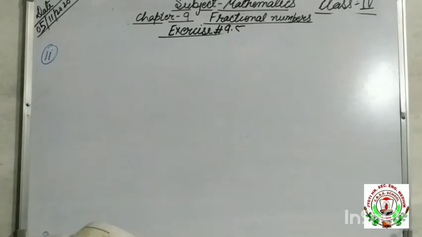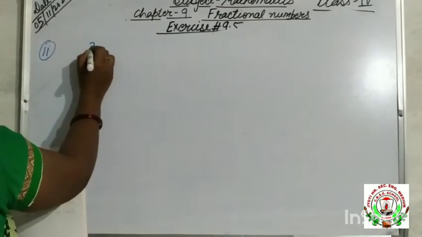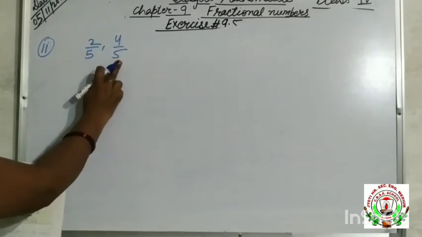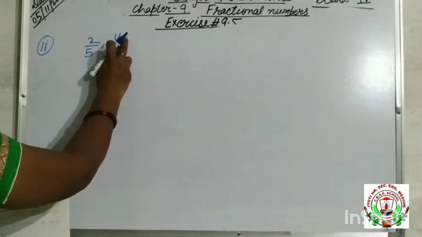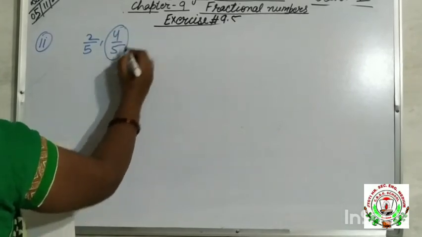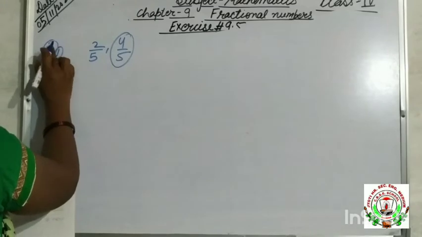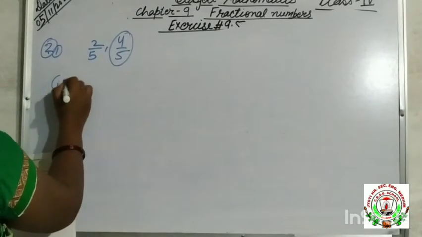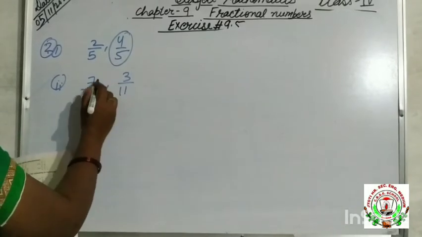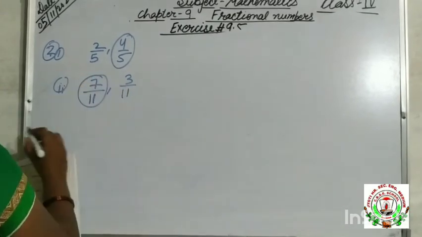Now the next question is question number 2. In question number 2, encircle the greater fraction in each of the following pairs. Number 1 is 2 by 5, 4 by 5. Now here it is like fractions. So whose numerator is greater, that will be greater. So 4 by 5 is the greater. Understood? Now in 2, 7 by 11 and 3 by 11. Again it is like fractions. So 7 is the greater number. So this fraction will be greater.